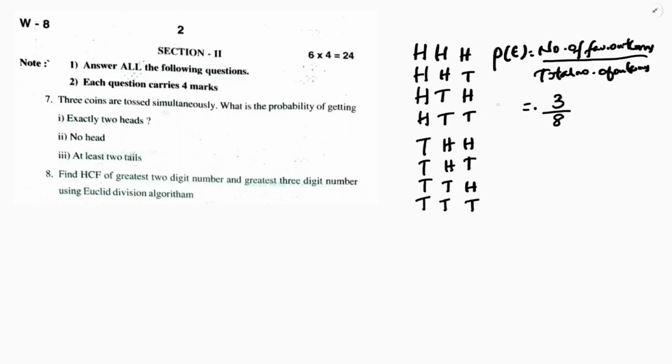So this is the first one. Second one, no head. So probability of no head.